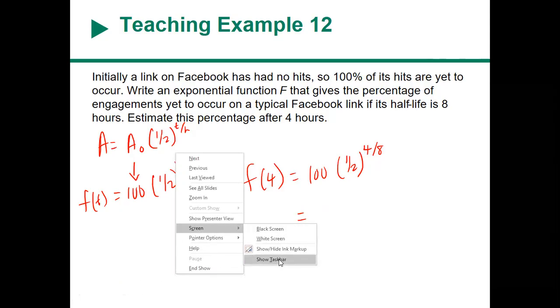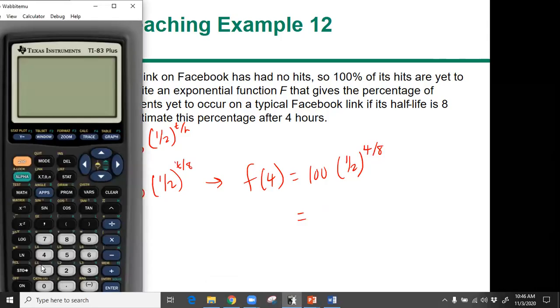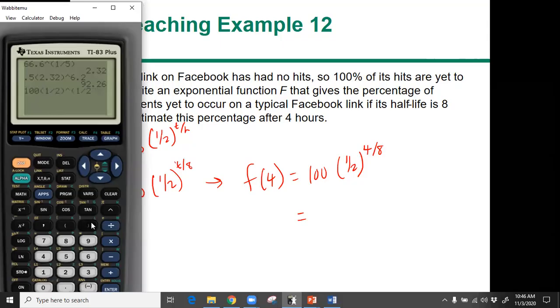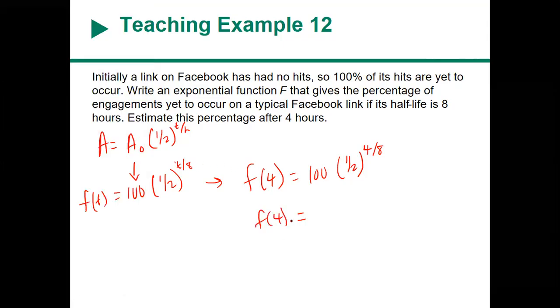I'm going to go back to my calculator and type in 100 parentheses 1/2 to the 1/2. Is it okay that I write that? I just went ahead and reduced 4/8 to 1/2. Hit enter, and what is my engagement percentage now? It is at 70.71%.